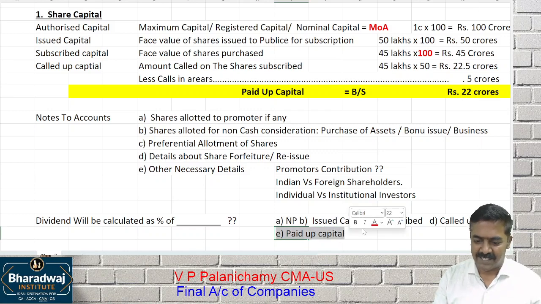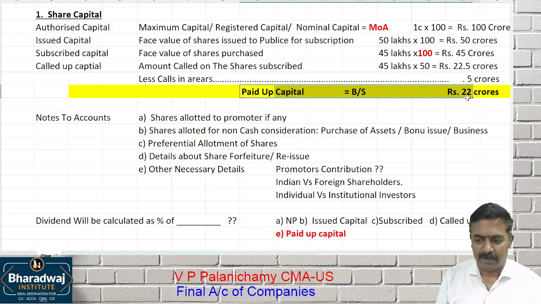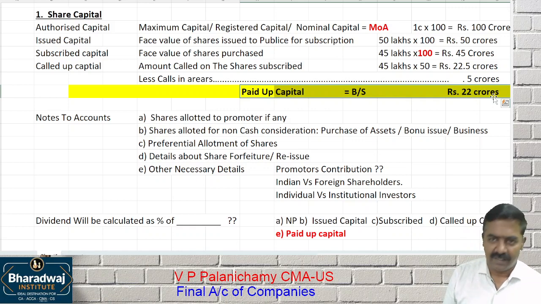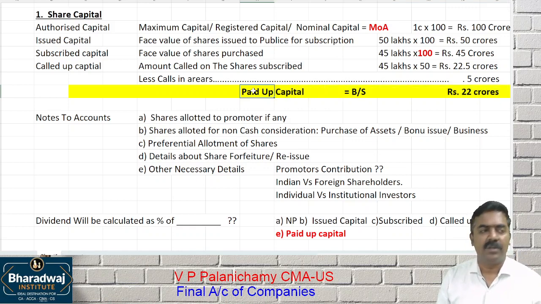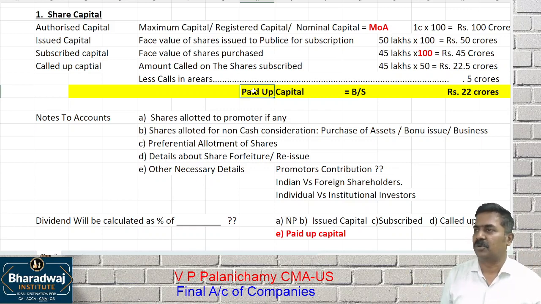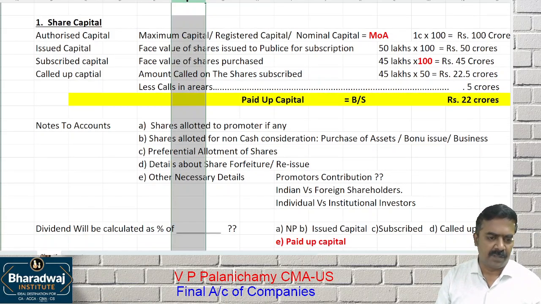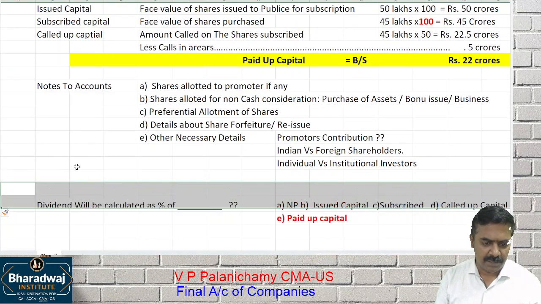Dividend will be calculated as a percentage of which capital? Paid up capital. Okay. Paid up capital is 22 crores now. If dividend is 10%, you will pay 10% of 22 crores. They can ask a theory question or an MCQ, for example giving paid up capital, called up capital, authorized capital, net profit, and dividend 10%. You have to apply that percentage on paid up capital. This is important for multiple choice questions. We have to learn for knowledge as well as examination point of view.